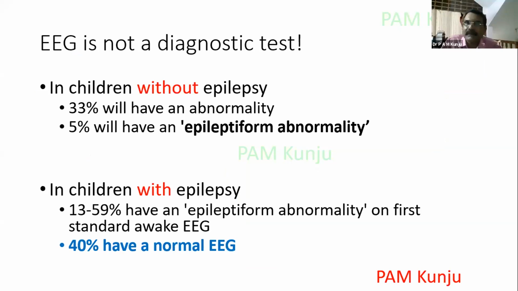For that matter, I think most of the investigations are like that only. And you must understand that in children without epilepsy, 33% can have an abnormality, and 5% have real epileptic abnormalities also. And again, in an epilepsy patient, 13 to 59% have an epileptic abnormality on first standard EEG. That's all, 13 to 59. And understand that 40% have a normal EEG. So that is why I told you that EEG is not a diagnostic test.